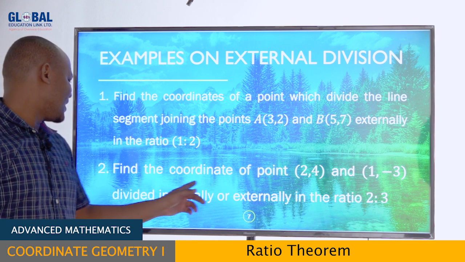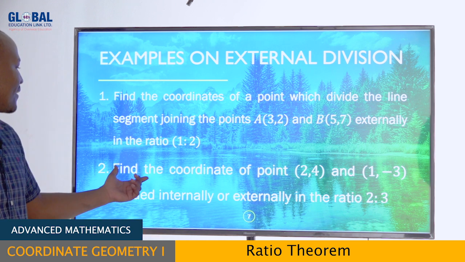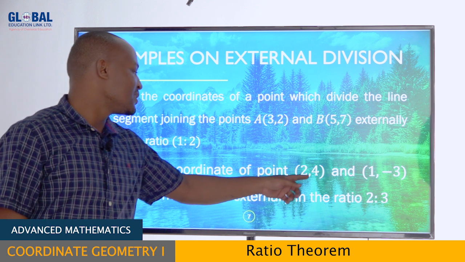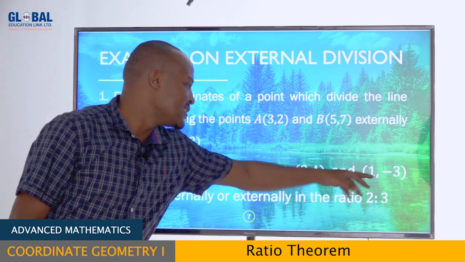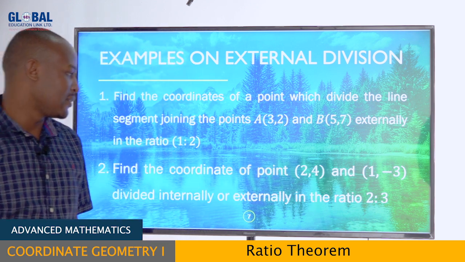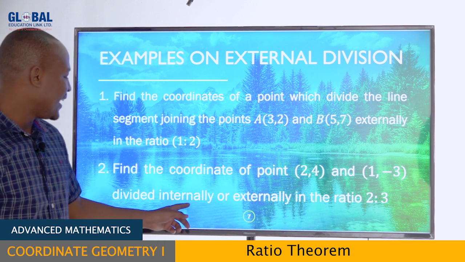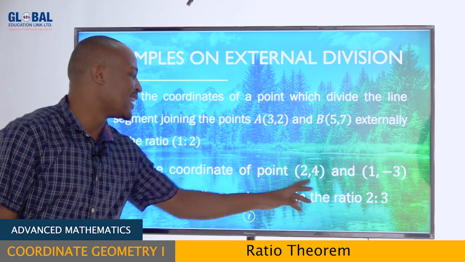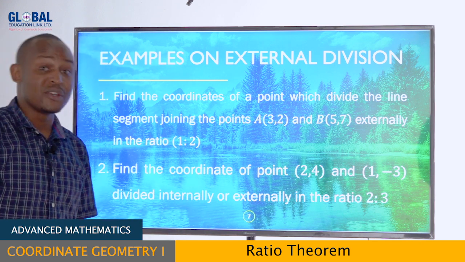Now, the next question says, find the coordinate of the point that divides (2, 4) and (1, -3) internally or externally in a ratio 2. So it is very easy. You can do that.